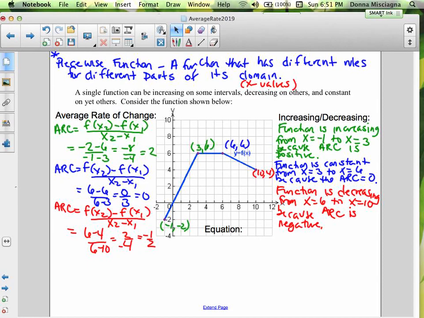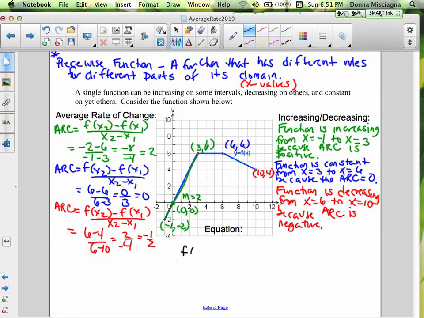So now let's write the equation here. The first part's really easy, right? I'm looking at the first piece, which I'll label in green. This is a linear function, this part here. We've already identified the average rate of change is 2. That's the same as the slope, right? So the slope is 2, and the y-intercept is right there. The y-intercept is (0, 0). So that part of the graph is pretty easy.